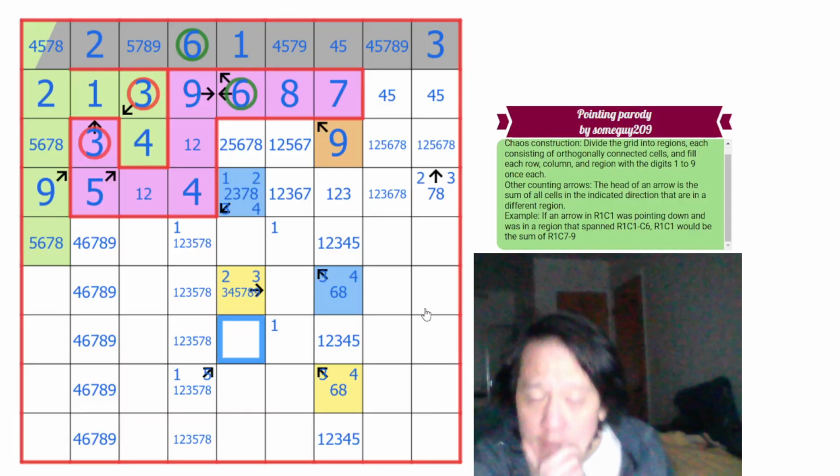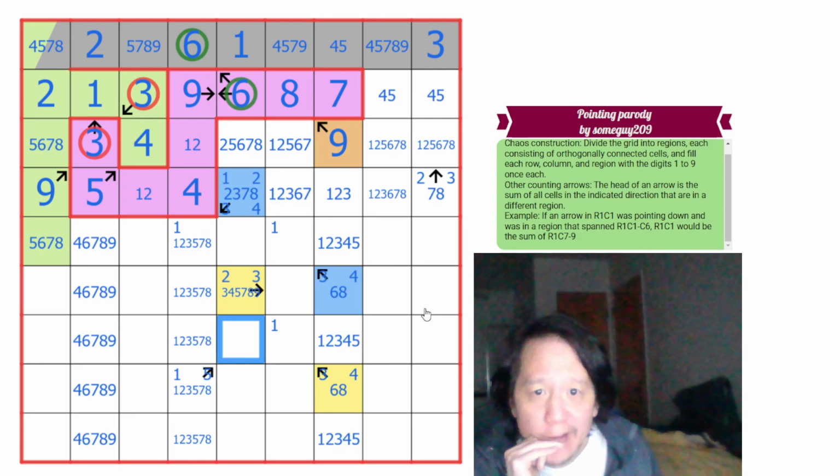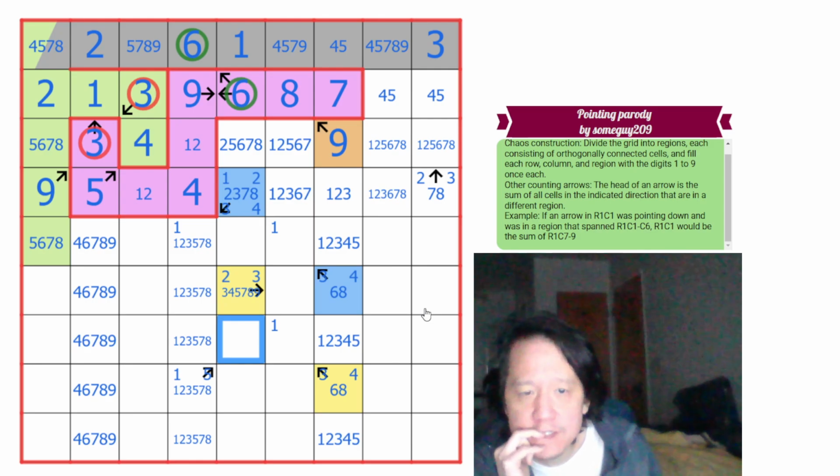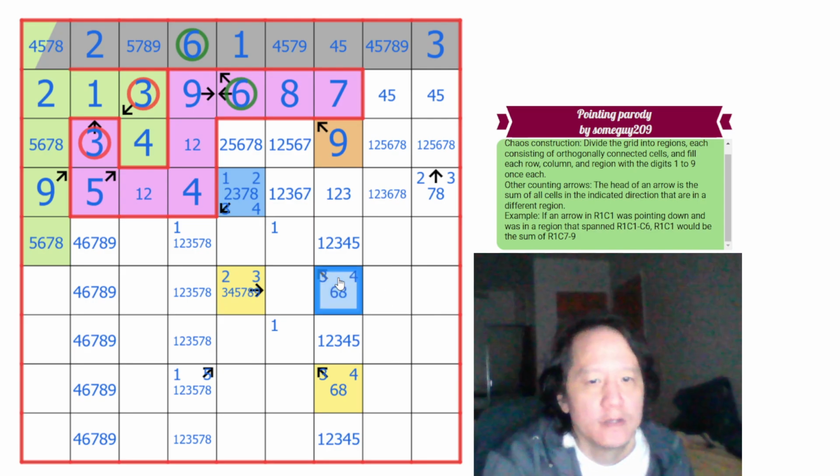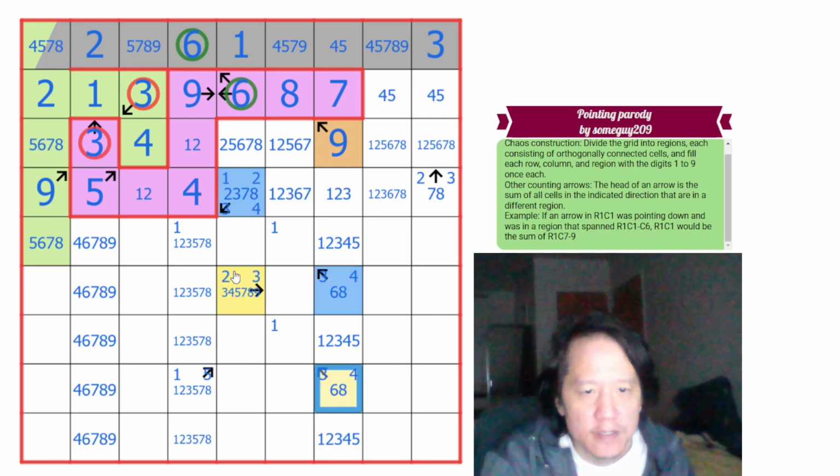Let's see. Where were we? 7 or 8. It still adds up to 2 or 3. Right. We were trying to figure this out or this out. And then this too.